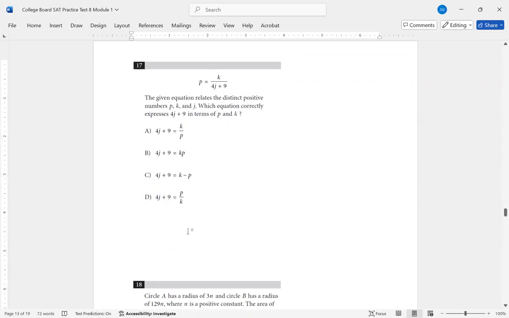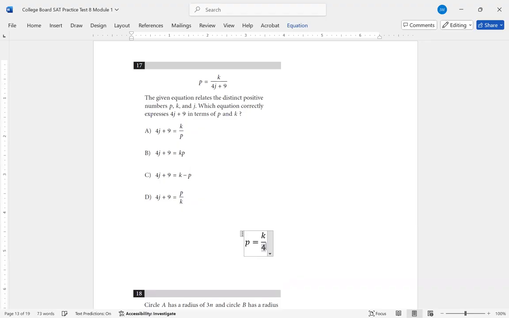Question 17. The given equation relates the distinct positive numbers P, K, and J. Which equation correctly expresses 4J plus 9 in terms of P and K? And then it gives us some options. Notice on all of our options, it's solving for 4J plus 9. Well, we can do that. We can solve for 4J plus 9.